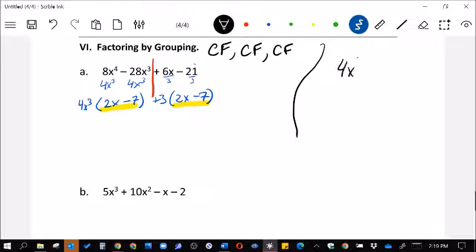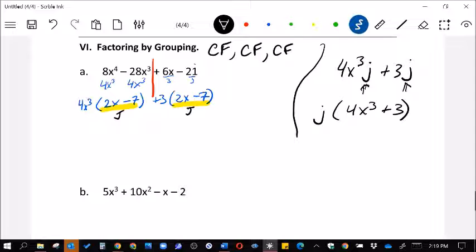Look over here. Imagine that I had 4x cubed j plus 3j. If you saw that, you would know that this j here is a common factor, and I can take it out and put it in front, j times 4x cubed plus 3. In other words, a binomial can be a common factor. It's not just a single number. It doesn't have to be a single number. All it has to be is the same exact thing.